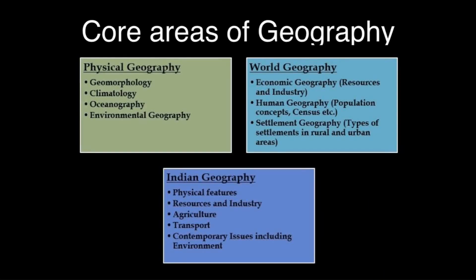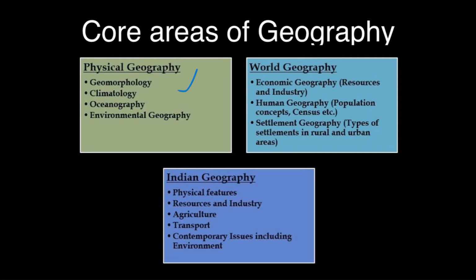See, the core areas of geography are divided into three parts by UPSC. Usually it is physical geography and human geography, but here we have physical geography, which will be dealing with geomorphology. Now, what is geomorphology? It is related to earth, everything. Geo means earth, morphology means its features and everything.